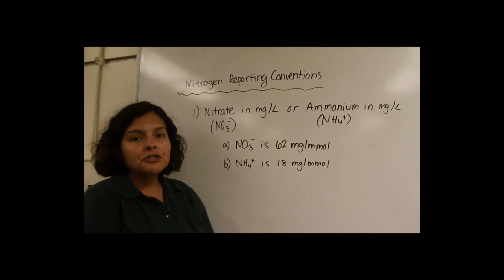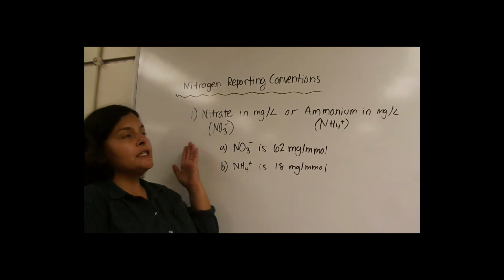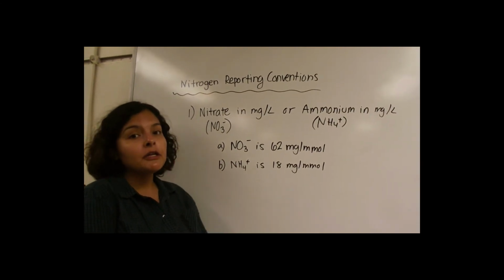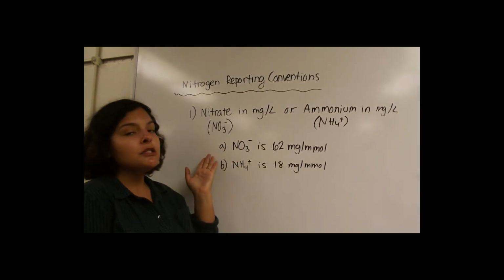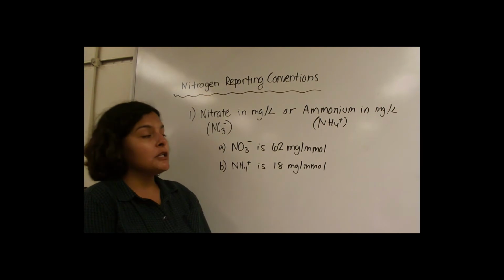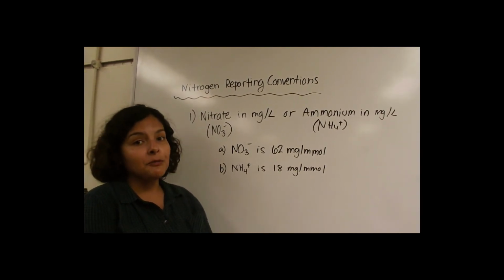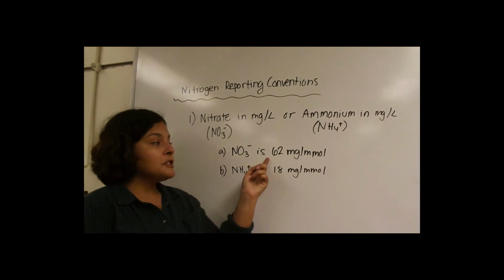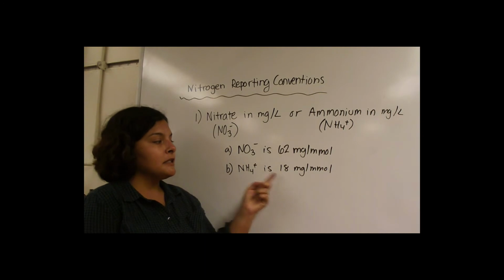When reporting nitrogen concentrations, there's usually two conventions that we follow. First is nitrate or ammonium in milligrams per liter. For these reporting conditions, you need to know that nitrate is 62 milligrams per millimole and ammonium is 18 milligrams per millimole. The 62 comes from the molar mass of nitrate and the 18 comes from the molar mass of ammonium.